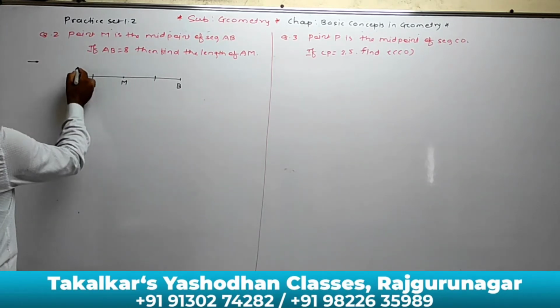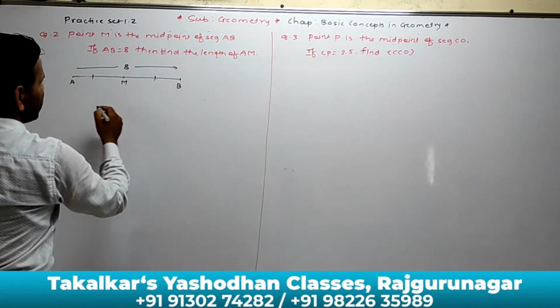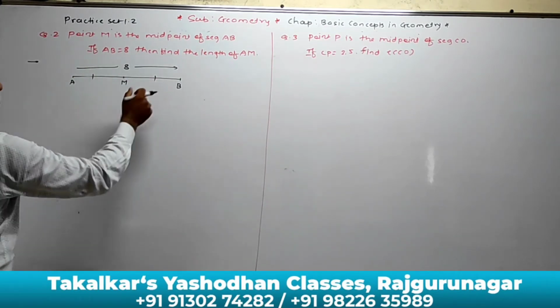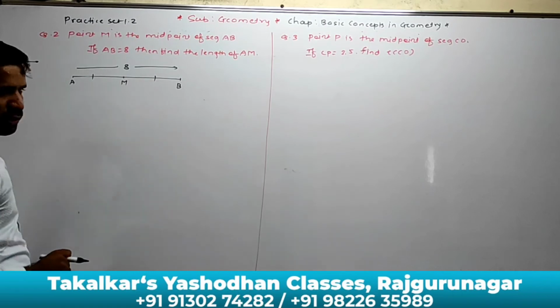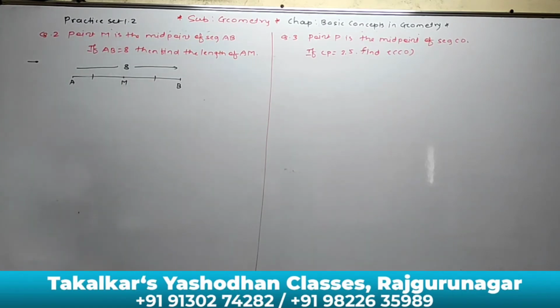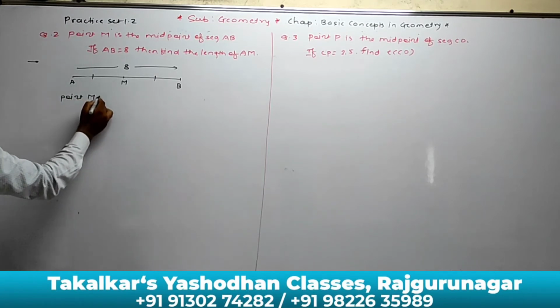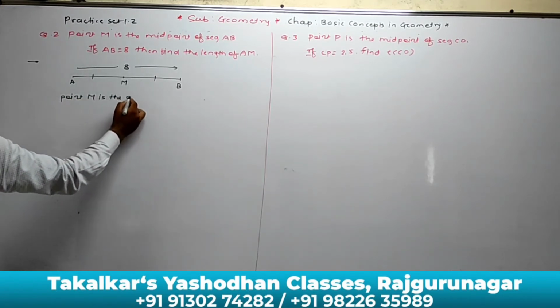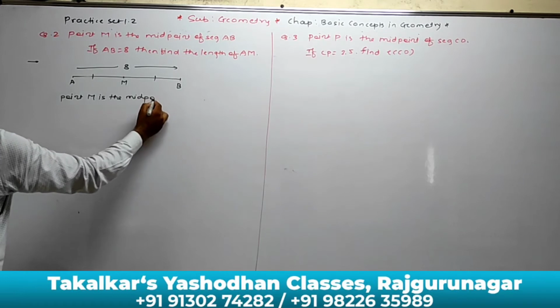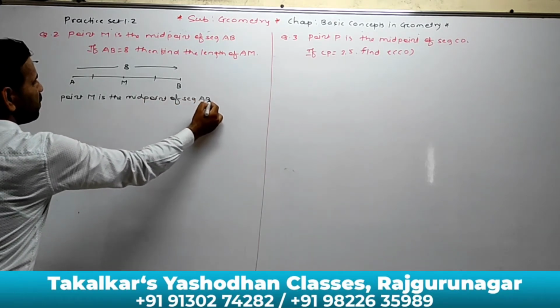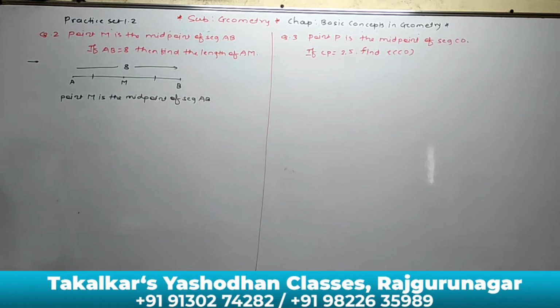Now AB is 8 and they have told us to find out the AM. आता AM सांगितले, BM पण सांगू शकतो. Simple आहे. Point M is the midpoint of segment AB. Point M हा segment AB चा काय आहे? midpoint आहे. आता एक सिंपल रिलेशन तुम्हाला मी सांगितलं होतं.